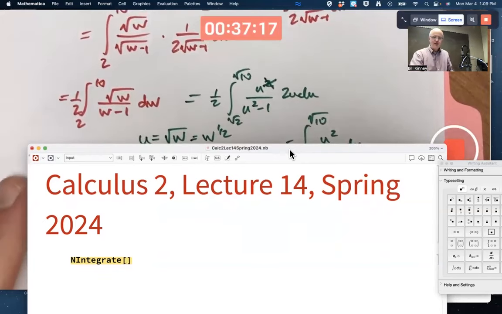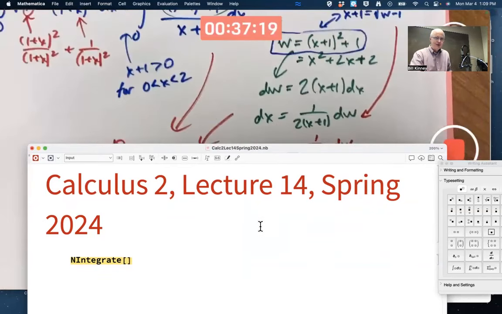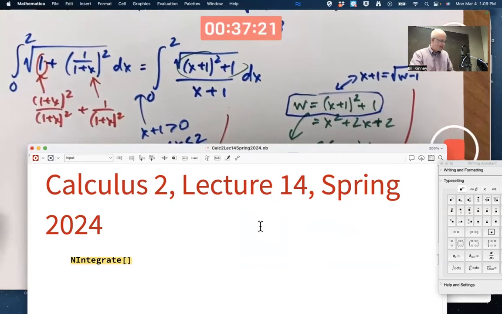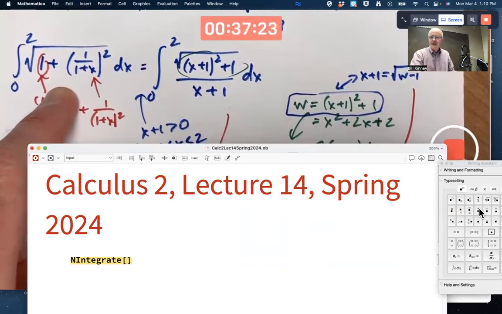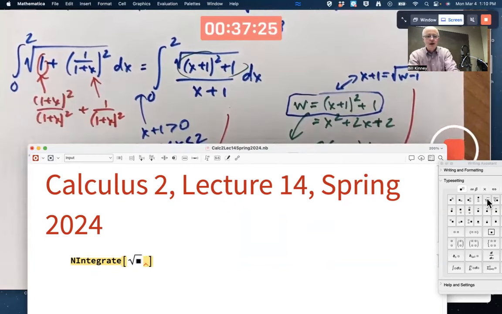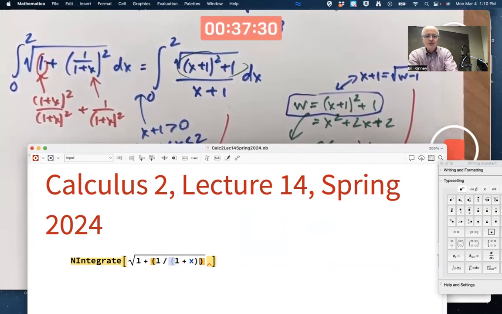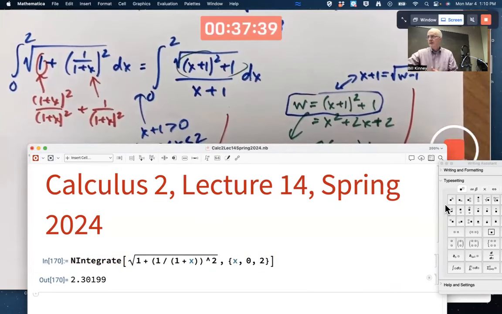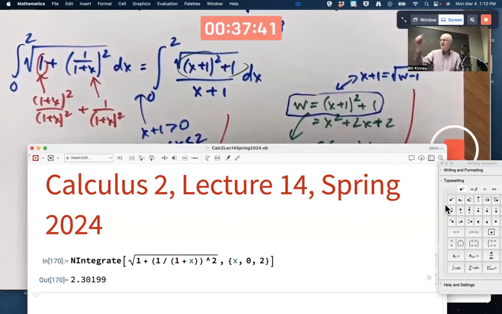So what's the original integral? The original integral is this thing right there. Let me plug in that function, square root of 1 plus 1 over 1 plus x quantity squared. x goes from 0 to 2. You get approximately 2.30, like I said, for the arc length. The line segment was about 2.28. The curve has length slightly bigger, 2.30. They're pretty close together.